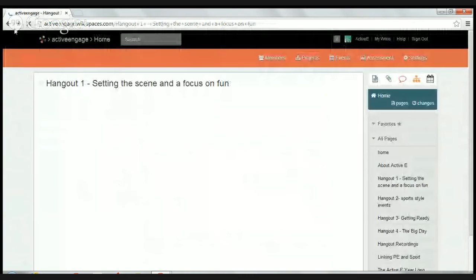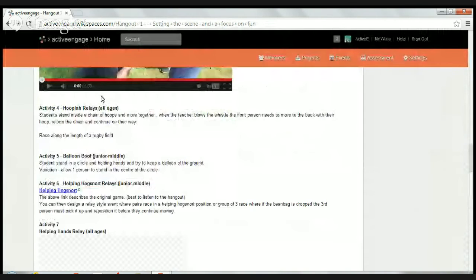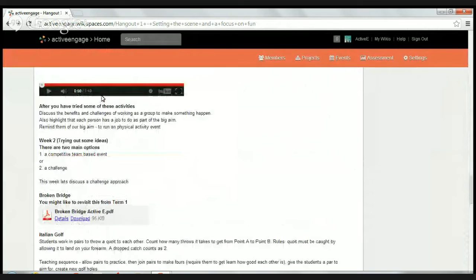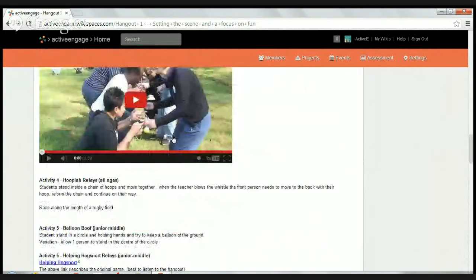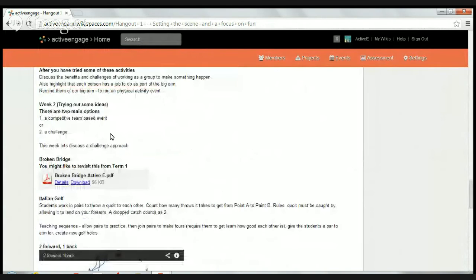Okay. And then in week 2, you want to contrast a little bit. So let's have a look. We want to introduce the idea. So you've done these little activities, you've really quietly talked, you've just kind of gone, is it good, is it bad, would it work? But now you want to narrow the focus a bit and really start highlighting the fact that there are 2 types of options. You can run a competitive sport-based type event, or you can run a challenge.